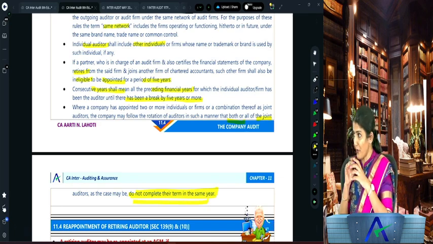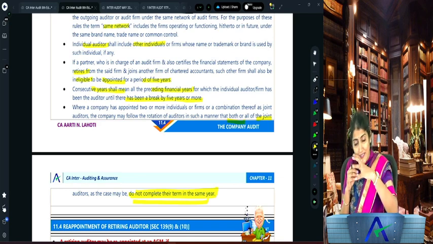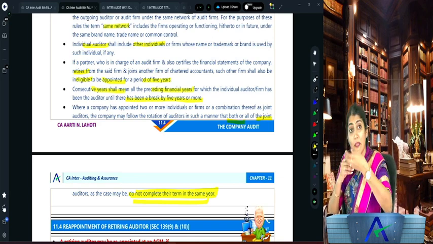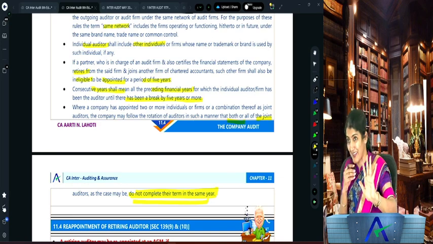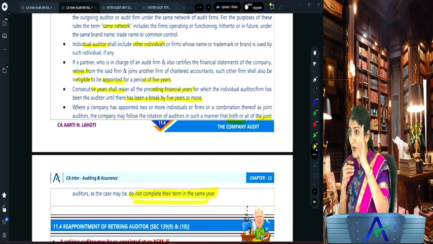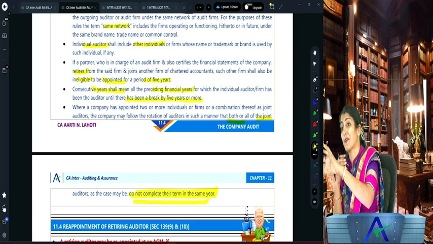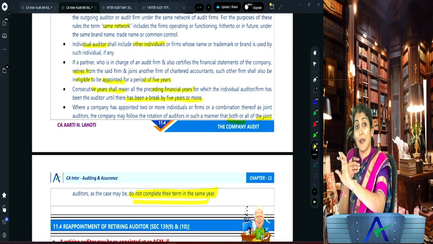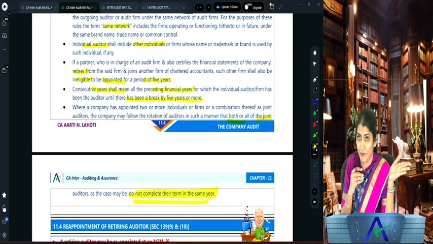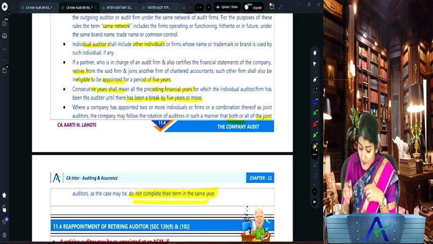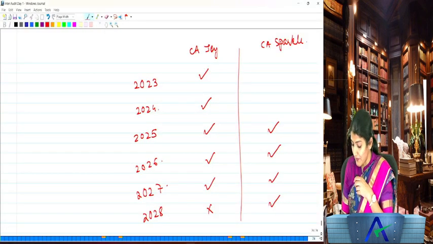You understand? If you appoint joint auditors, you appoint them in such a manner that, after you've appointed both of them together, both of their 5 years will not get over at the same time. Otherwise absolutely 2 new auditors will come. So it says in order to avoid such a situation, at least one fellow should be familiar. So you appoint them in such a manner, they do not complete their tenure in the same year. Are you understanding this point over here? Okay. Right.